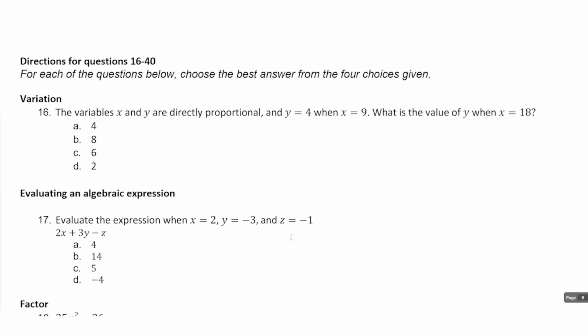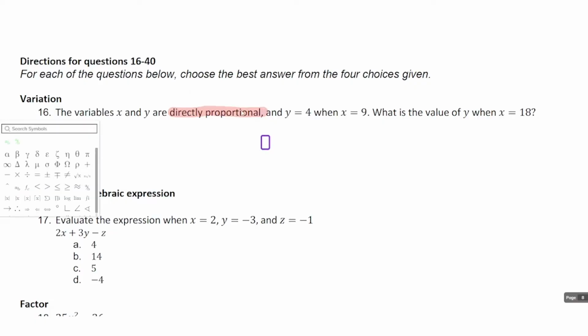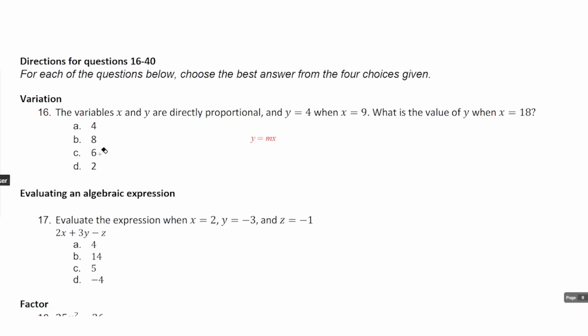Number 16, the variables x and y are directly proportional. So that means that we can write an equation, y equals mx with no b. For a directly proportional equation, there's no y-intercept, or to be more accurate, the y-intercept is 0. So we know there's some constant, which is the rate of change, times x. Again, I'm starting this equation just from the fact that it said it was directly proportional.